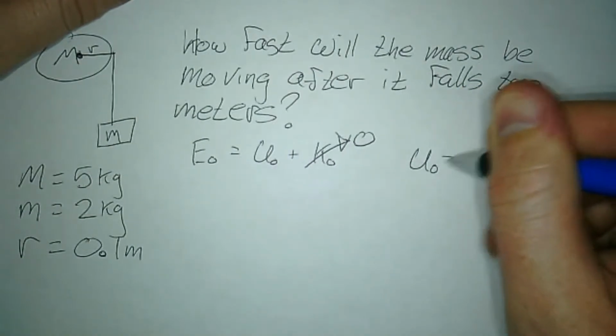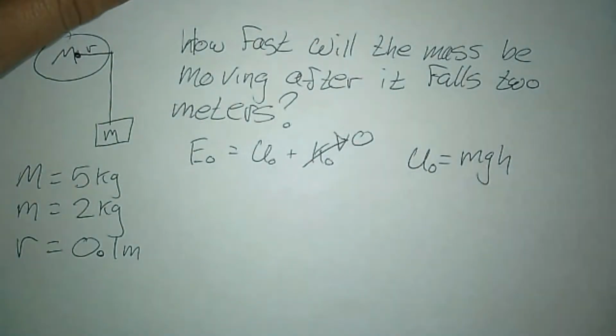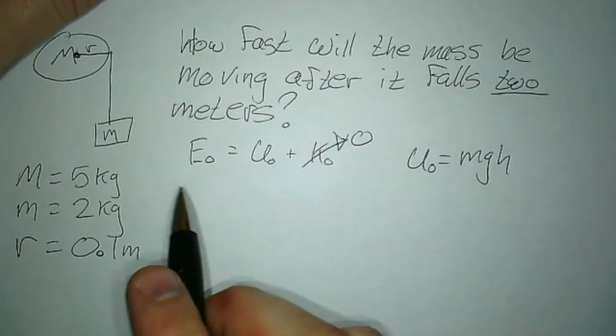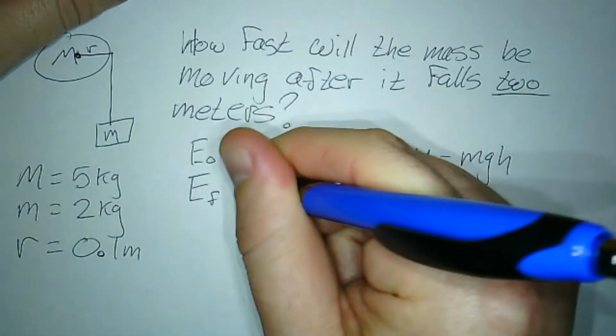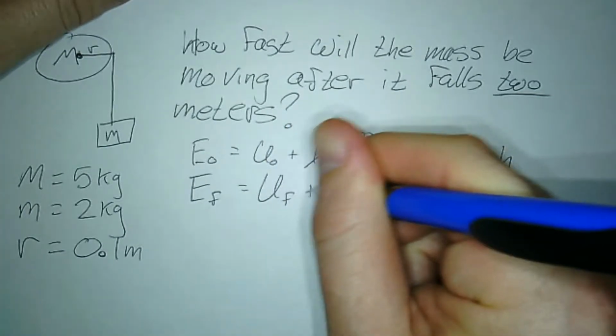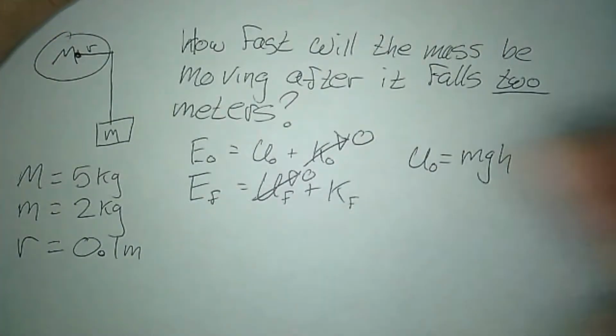So my initial potential energy is going to be mgh, and we said h is 2 meters. So now my final energy, of course, is going to be U final plus kinetic final. But U final is going to be 0 because it's fallen as far as we're allowing it to fall, so I don't care about that anymore.